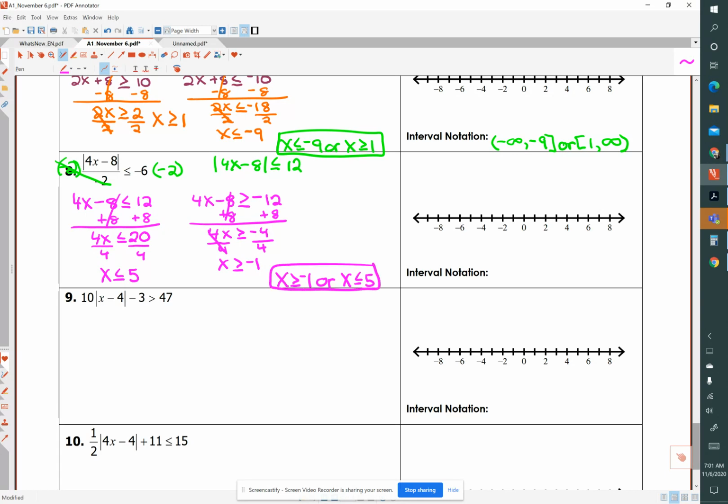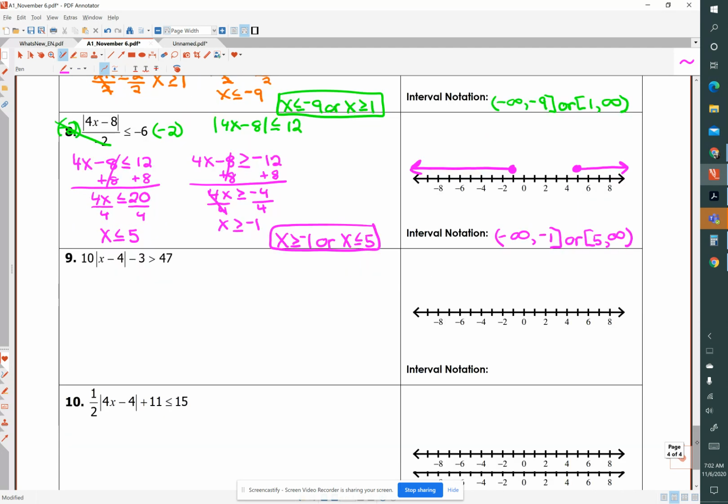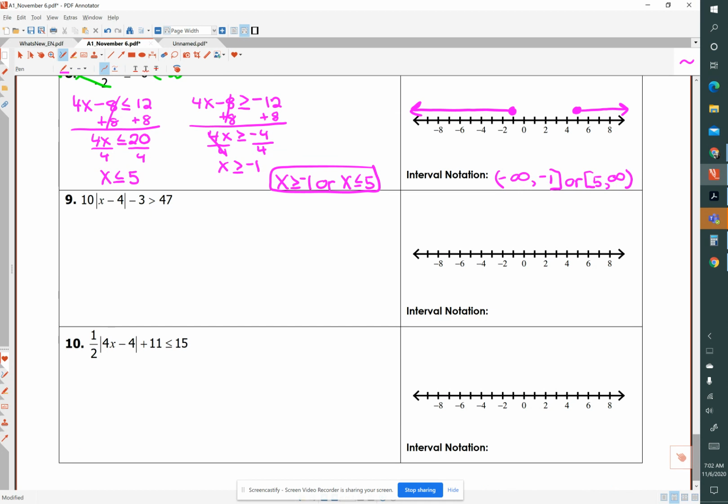So we have a closed dot on negative 1, and x is less than or equal to that. A closed dot on 5, and x is greater than or equal to that. In our interval notation, we've gone from negative infinity to negative 1, bracket, or, and then our answer includes 5, comma, all the way to infinity, parenthesis. So, 2 left. Number 9.